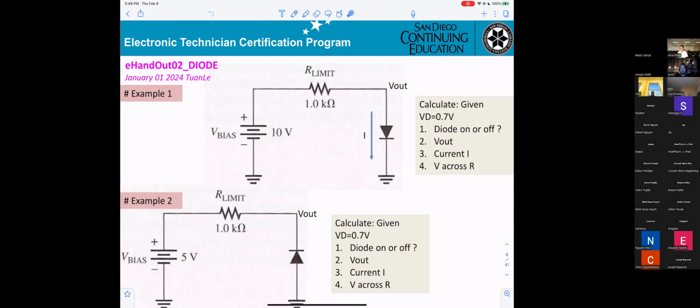So if that's the case in example 1, it would be off, because if you do the calculations for the resistor voltage, the resistor is using 10 volts, if I did my calculations correctly. Okay, that's what I said. My question is, when you're looking at this circuitry, you have to determine whether the diode is on or off before you do anything. How do we know if this diode is on or off? Because the anode is more positive than the cathode.